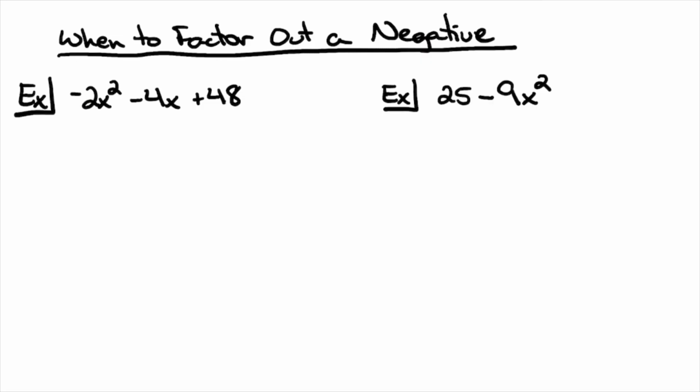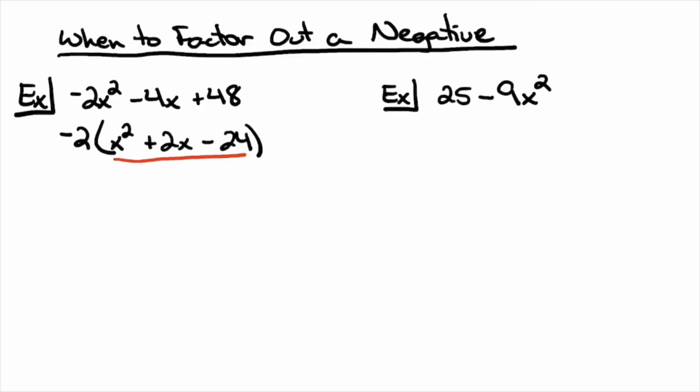So on this one, we're going to take out a negative 2. So we're going to pull that negative 2 out in front. What that's going to do is change all the signs. That's going to give us a leading positive x squared now on the inside. And then it'll change all the signs, so that'll go to a plus 2x, and then that's going to go to a minus 24. Now that makes it easy for us to take what's on the inside right here and continue to factor, if possible.